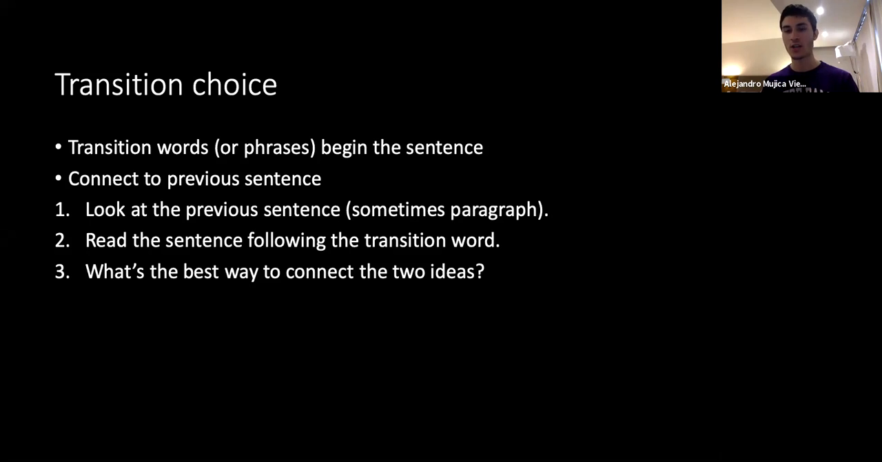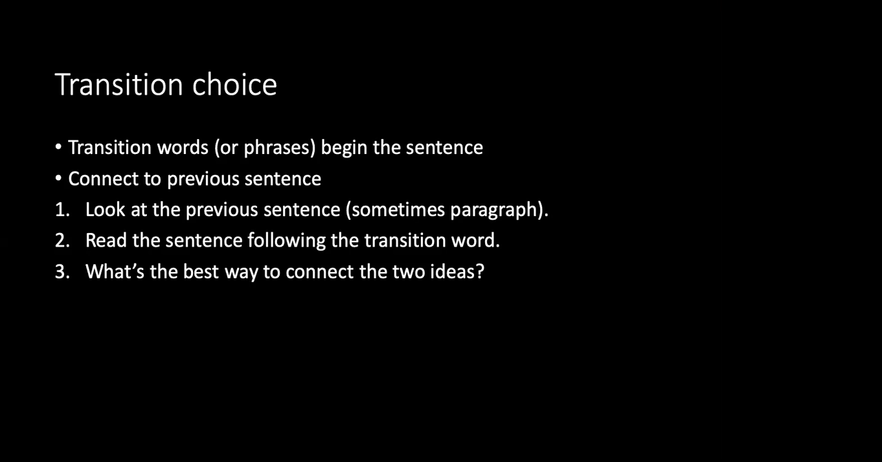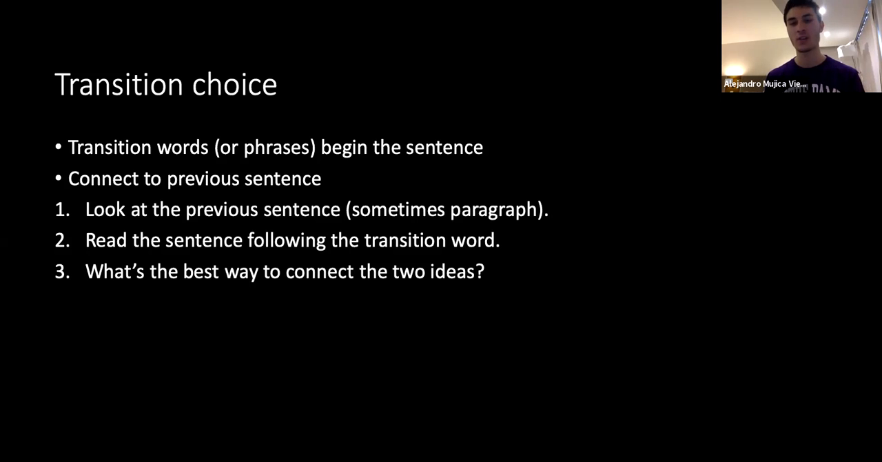That's what a transition word does. It looks at the surrounding context and it's like, okay, because the previous information is positive and the following information is negative, we have to use however to create that shift. Or if the previous information is on some topic and the next information is more information on that topic, we use moreover. That's how you work with transitions. So you look at the previous sentence or paragraph, then you read the sentence following the transition word, and you ask yourself, what's the best way to connect these two ideas? That's it. You guys understand this?